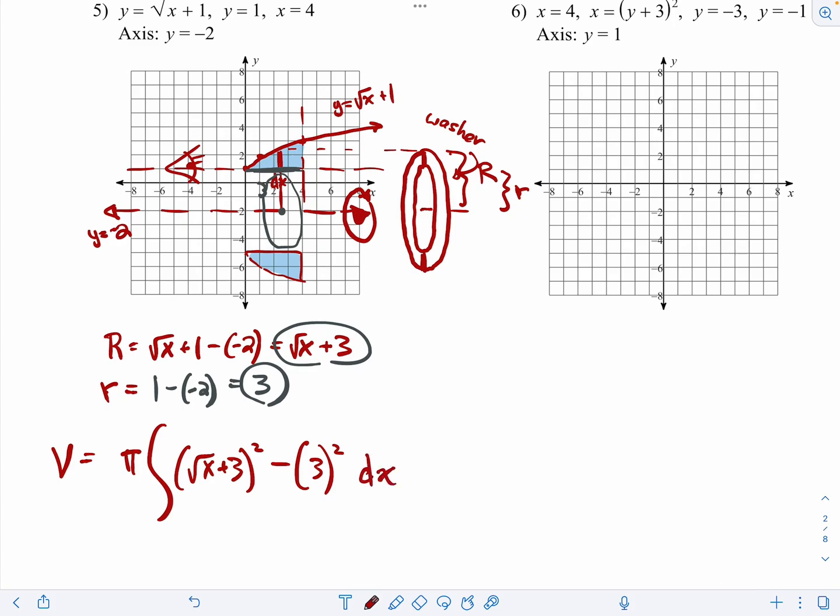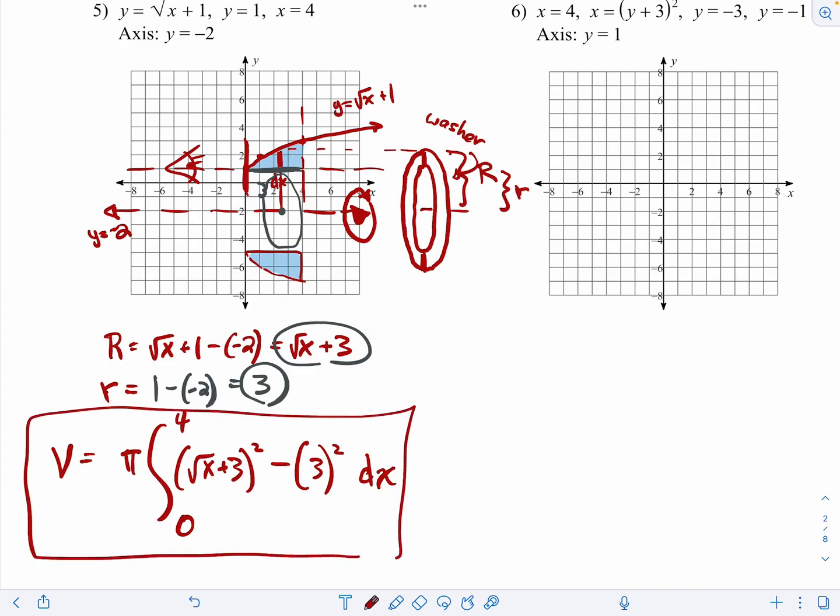and that is in terms of dx. And our limits now, we're going from, let's see, the line x equals 0 all the way out to x equals 4. That sweeps all of the region. That is our expression of our integral.